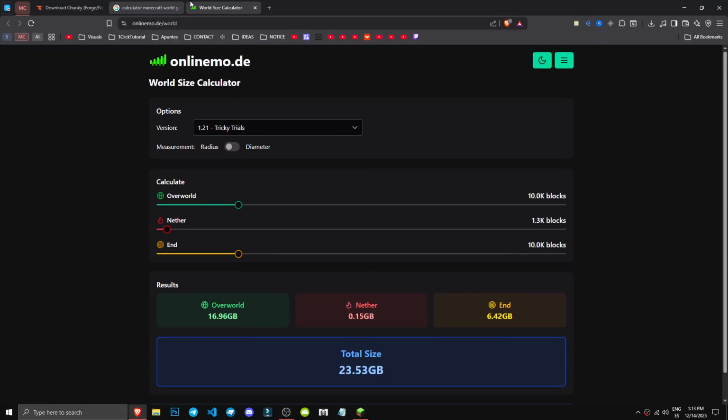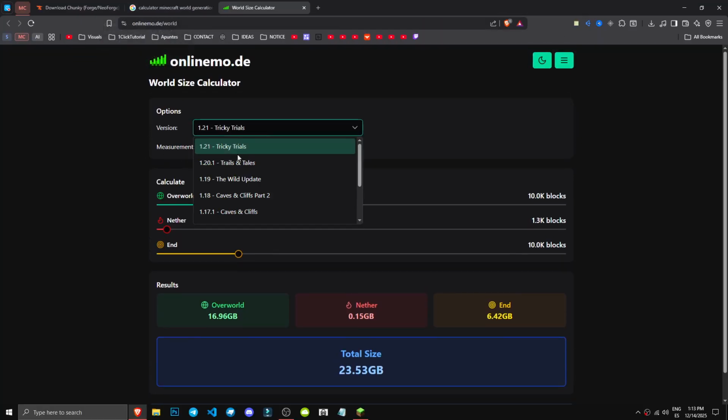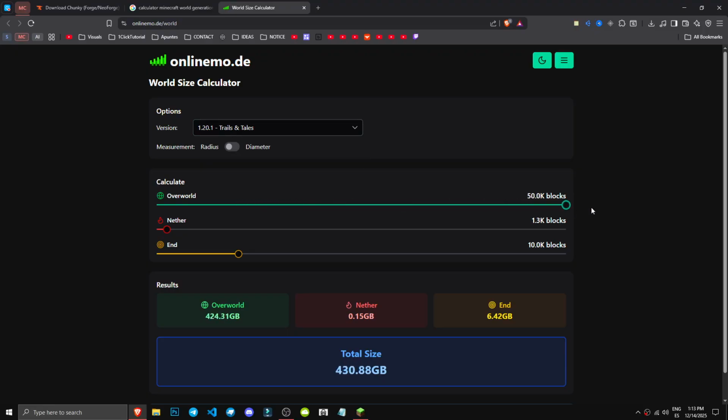Here, for example, we have the world size calculator, right? And the version appears there. So let's select 1.20.1, and we'll tell it that for the overworld we've generated 20,000 blocks. Well, I understand that's the radius. It says so right there, okay? A radius of 20,000 blocks, okay?